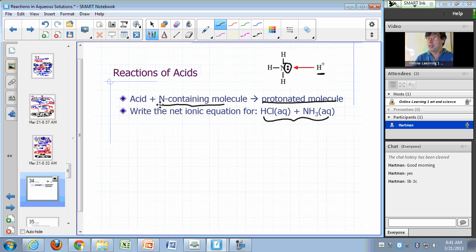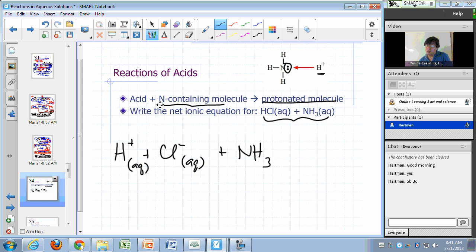So let's write the ionic equation for this. HCl, okay, is H plus chloride. Okay, it's a strong acid, so I have to write it separately. Ammonia is a molecular compound. Ammonia will react with water to give you ammonium and hydroxide ions, but it's a weak base. Okay, so the only molecules to be written separately when in water would be the 6 strong acids. So ammonia, you write it intact.